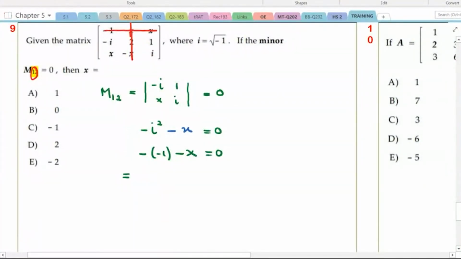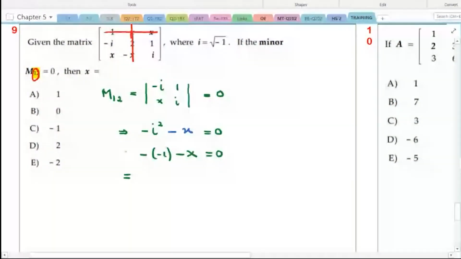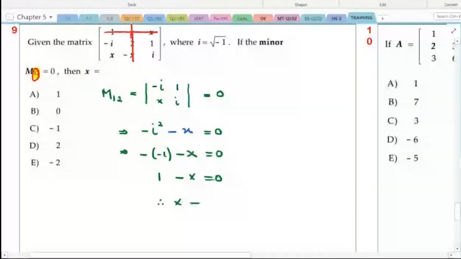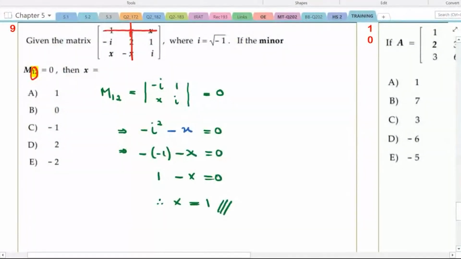So let me change this one to implies, to avoid confusion. So what do we have, gentlemen? We have 1 minus x equal to 0. Therefore, we can say x is actually equal to 1. And gentlemen, that is our answer. Questions, please.